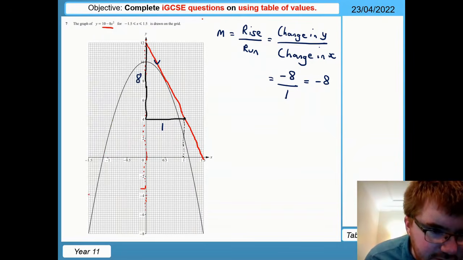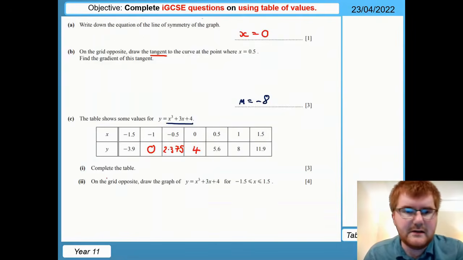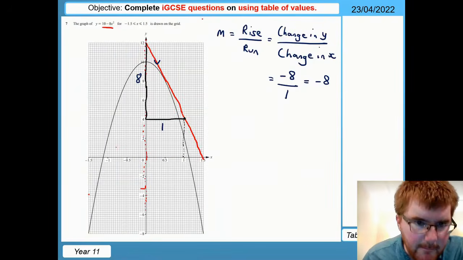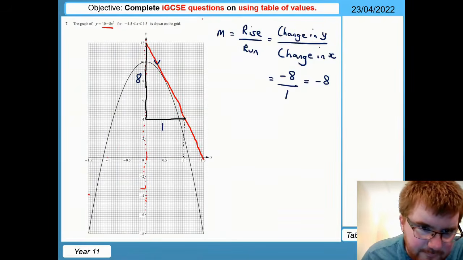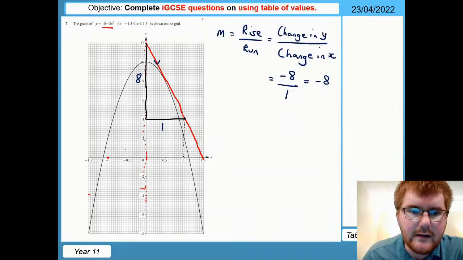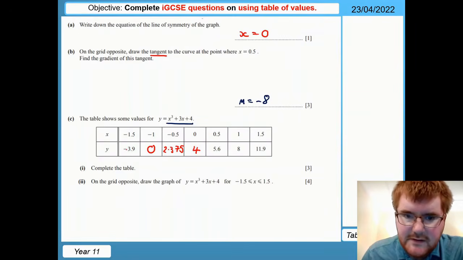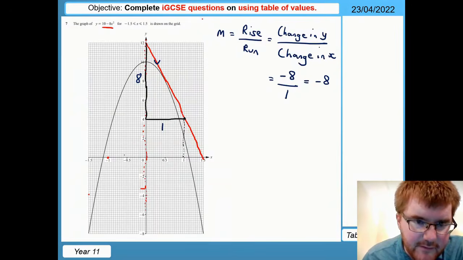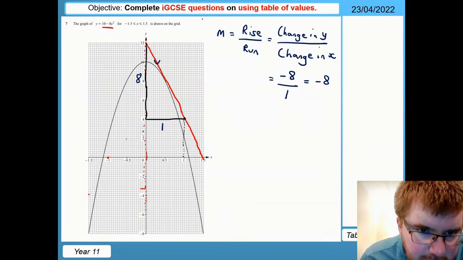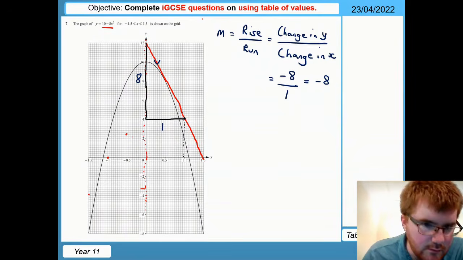We'll do this function in red. Okay, so that's minus 1.5, minus 3.9. Minus 1, 0. That's nice and easy. So that goes there. Minus 0.5, 2.375. Again, about 2.4 basically. So it's going up in 0.2, so that's going to come here.